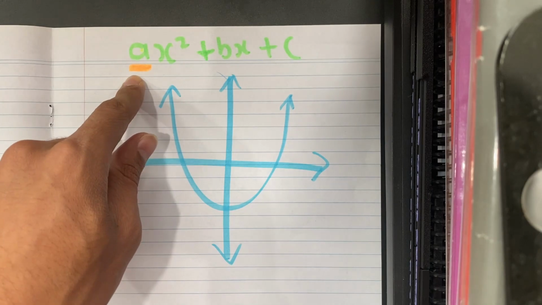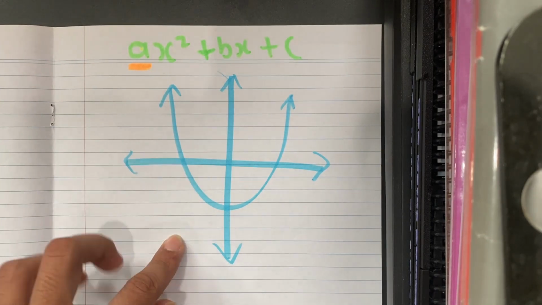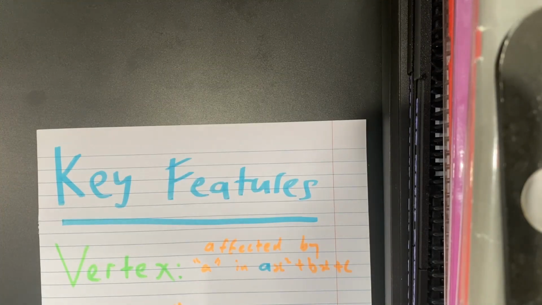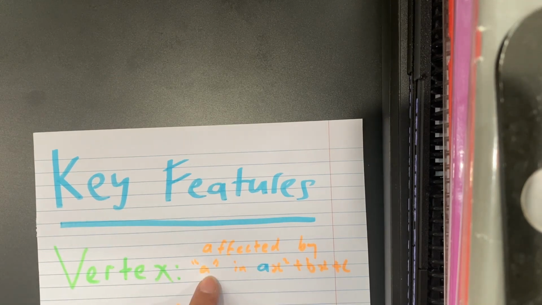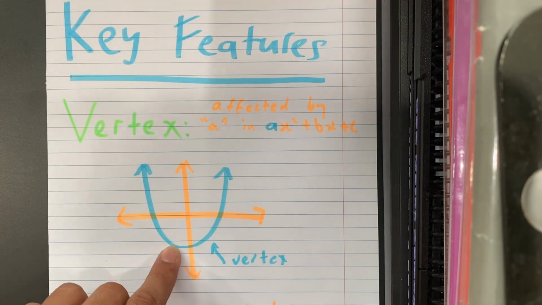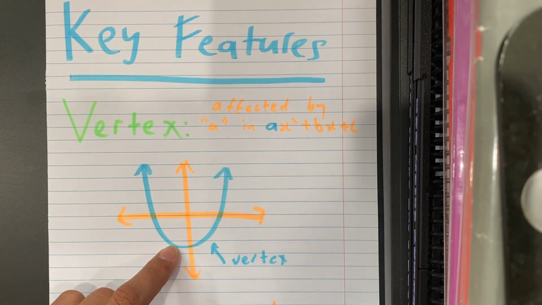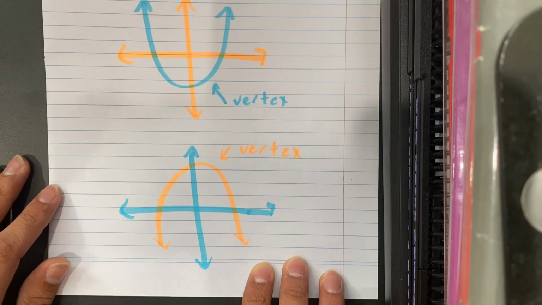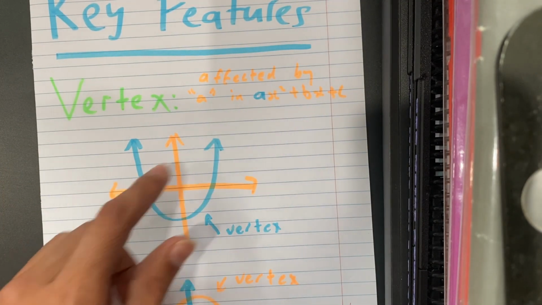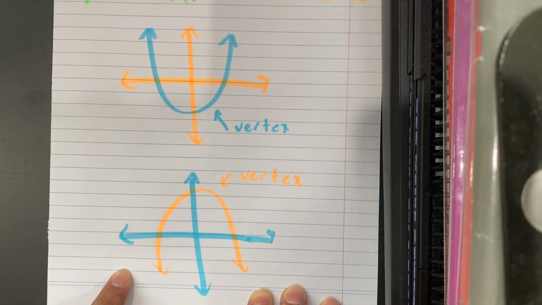Depending on the a value in our equation, the parabola can open up like this or down like this. Here are some of the key features in a parabola. The first is the vertex, which is affected by the a in ax squared plus bx plus c. The vertex is the highest or the lowest point on the parabola, depending on whether it opens upwards or downwards. If the a is positive, then it will open upwards, and if the a is negative, it will open downwards like this.